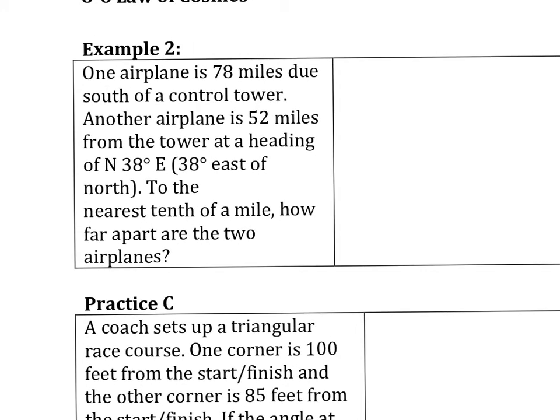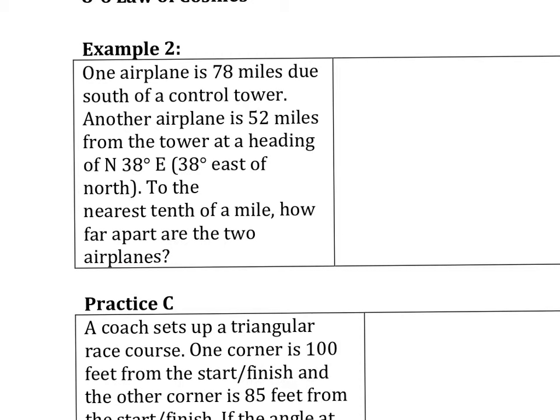One airplane is 78 miles due south of a control tower. Another airplane is 52 miles from the tower at a heading north 38 east. That means 38 degrees east of north. We'll unpack that in just a second. To the nearest tenth of a mile, how far apart are the two airplanes?